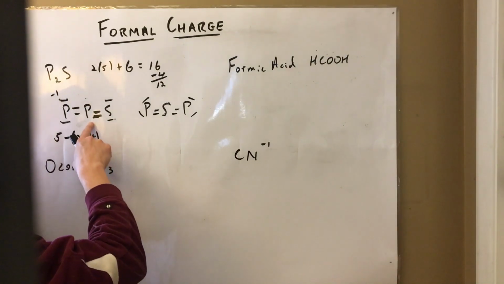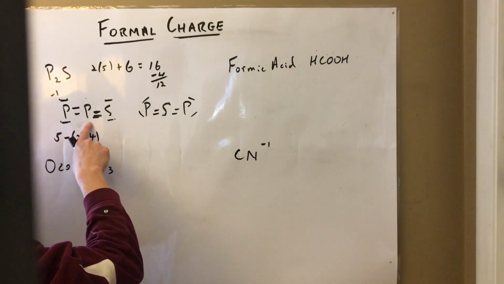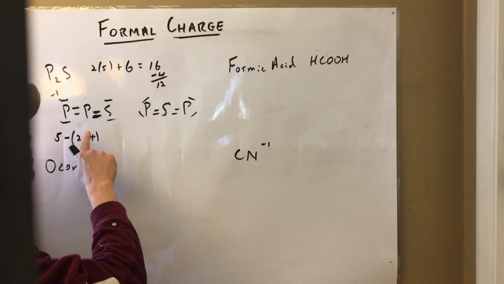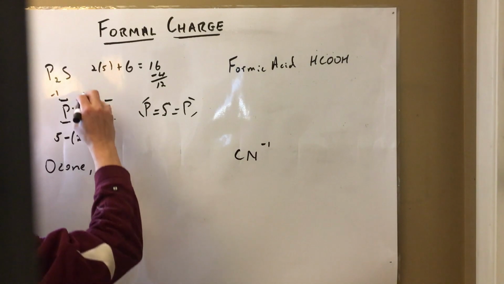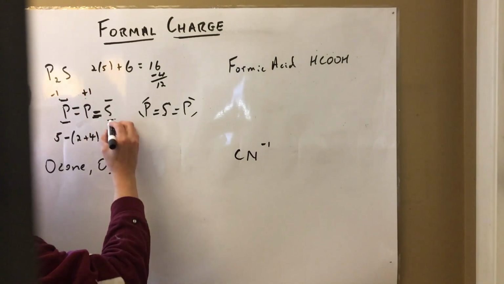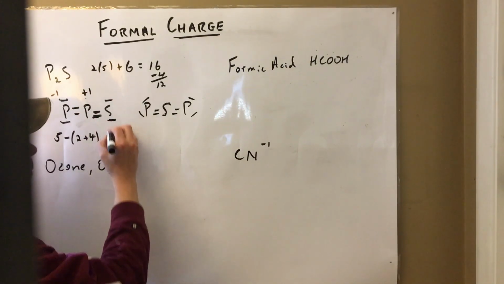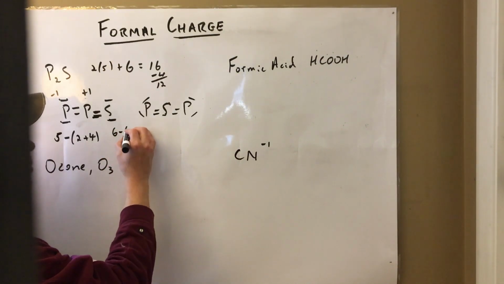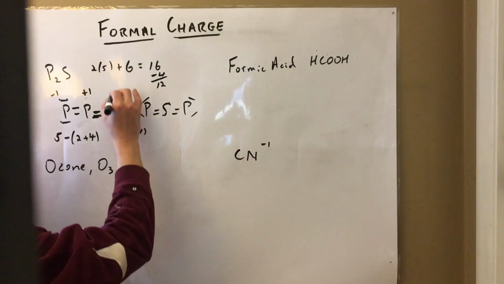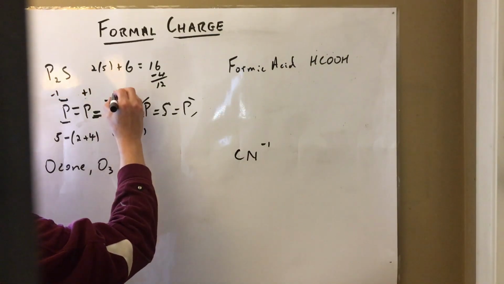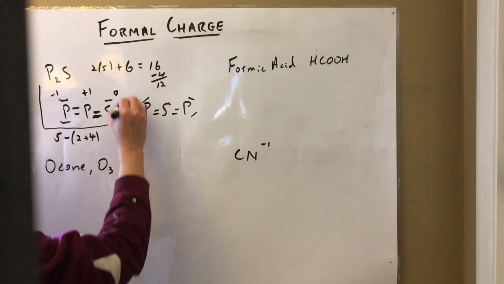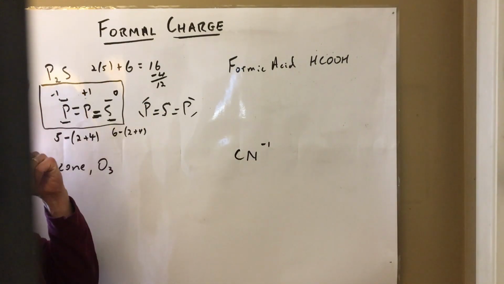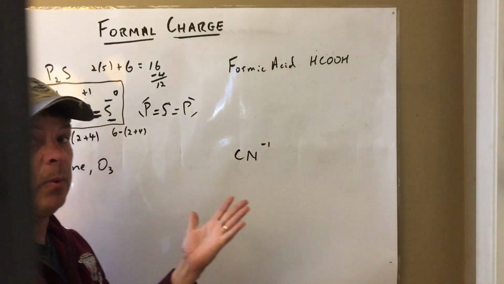This central atom here, phosphorus, has 5 valence electrons. 5 minus 4, that'd be plus 1. And then the sulfur has 6 valence electrons, minus 2 bonds plus 4 dots, that's 0. So what we have here is this phosphorus has a -1 formal charge, that phosphorus has a +1 formal charge. Total charge is 0, which makes sense.